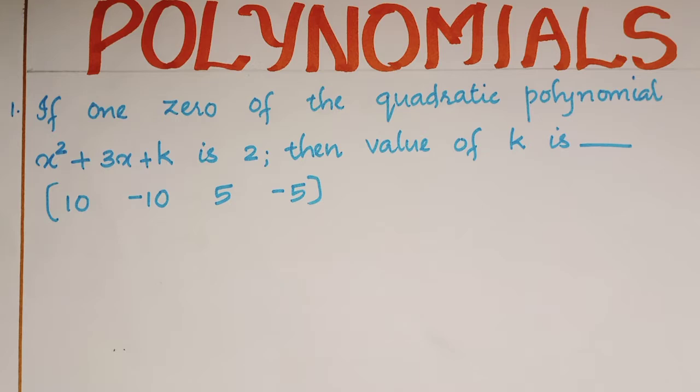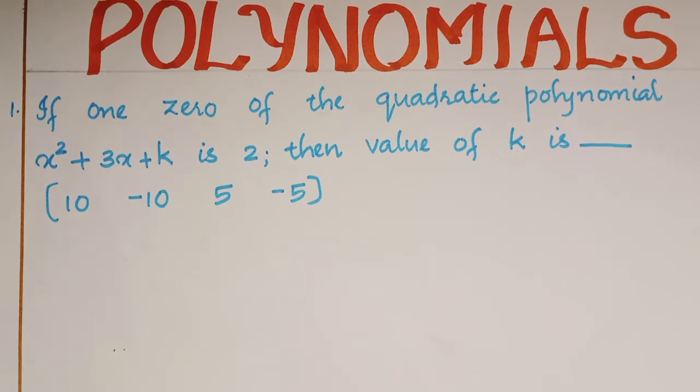Let us work out some MCQ from the unit polynomials. The first question. If one zero of the quadratic polynomial x square plus 3x plus k is 2, then the value of k is dash. Once again, if one zero of the quadratic polynomial x square plus 3x plus k is 2, then the value of k is dash.